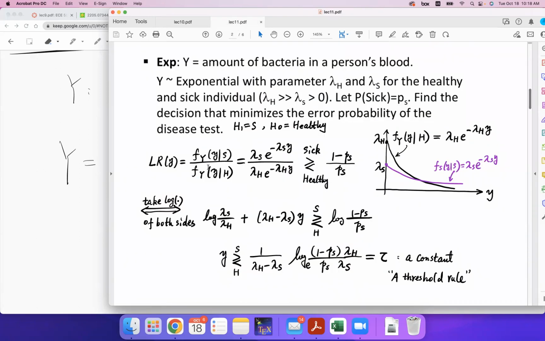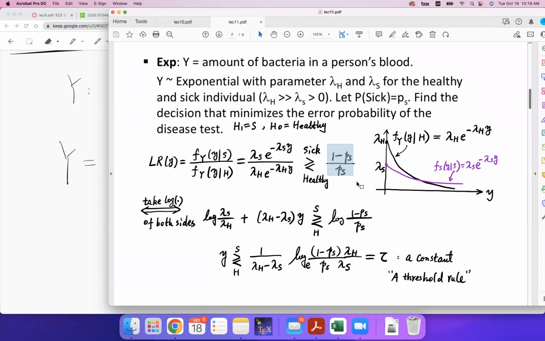Now let's do that. In the likelihood ratio test, the left-hand side is a likelihood ratio. Here you have to set up everything clearly. You define H1 to be sick and H0 to be healthy. So these are the binary hypotheses. Then the likelihood ratio is the ratio between these two likelihoods, the PDF of the random variable Y conditioned on each hypothesis, sick or healthy. So these are conditional PDFs.